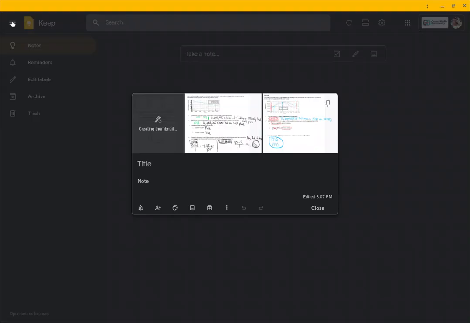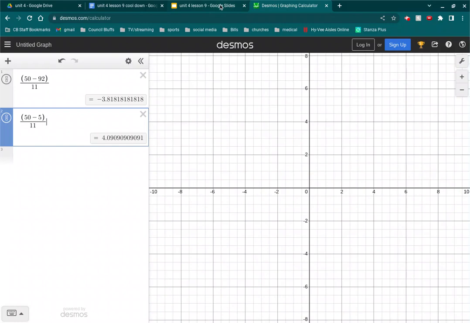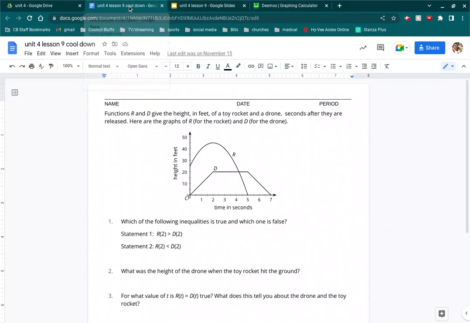All right, so that is it for today's lesson. What I want to do really quick is just take you through the cool down, which is in the slideshow. On the cool down, you're going to do something similar, except in this case, you're looking at the height of a rocket, which would be the R function, and the height of a drone, which would be the D function. So the R function is the rocket, and the D function is the drone. And you're going to answer these questions based on these graphs here.